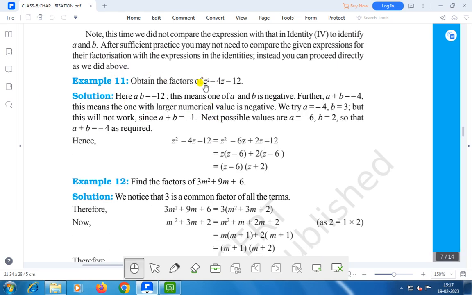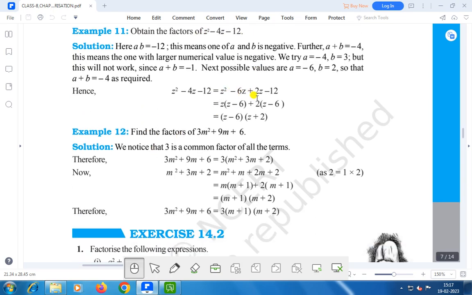Obtain the factors of z square minus 4z minus 12. It can be written as z square minus 6z plus 2z minus 12, equal to z into (z minus 6) plus 2 into (z minus 6), that is (z minus 6) into (z plus 2).